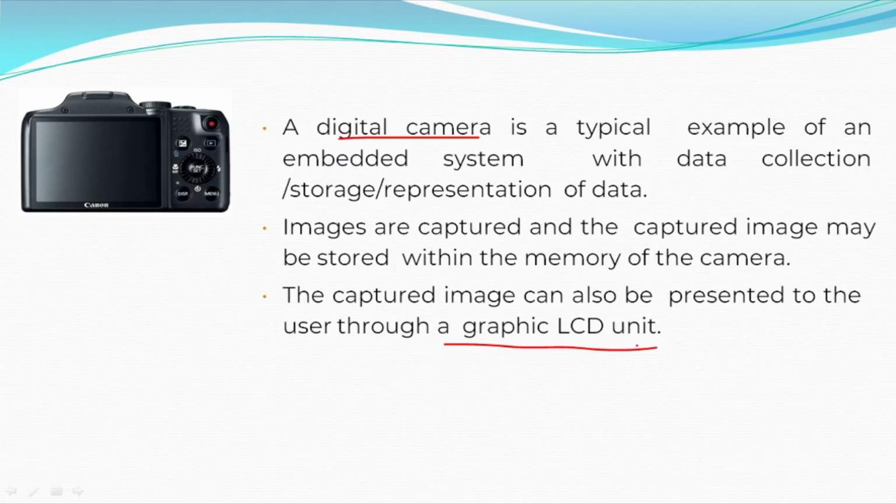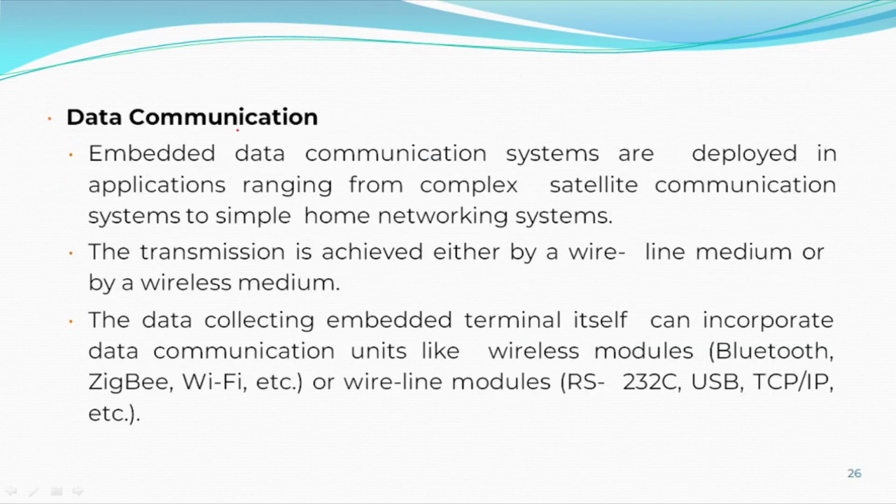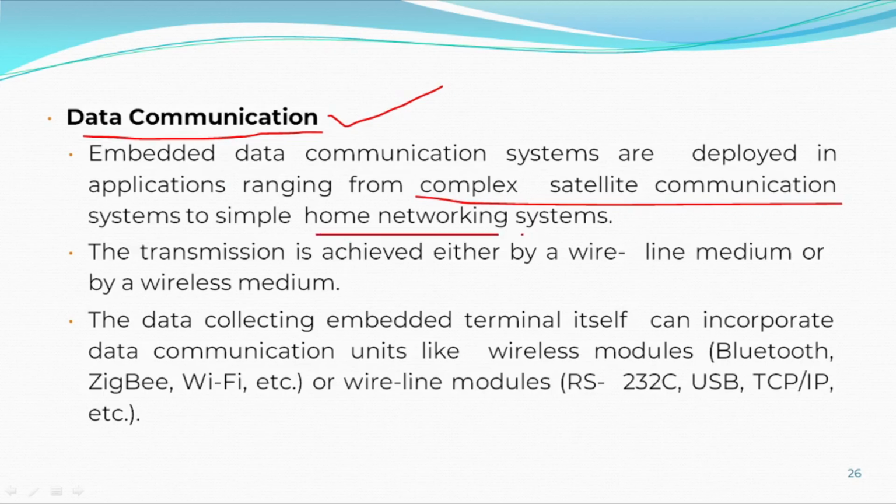Fine. The next concept is data communication. As the term says, any embedded system which is used for collecting some particular data and sending it falls into this category. Embedded data systems are deployed in applications ranging from complex cases like satellite communication to just your home networking systems. And the means through which you are sending and receiving data could be wired or wireless.